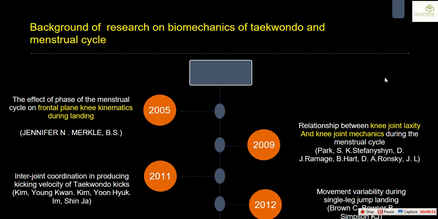In the review of the research on Taekwondo, the menstrual cycle, and biomechanics, we found research about this, for example, the effect of menstrual cycle phase on frontal plane knee kinematics during landing, researched by Jennifer in 2005, and a relationship between knee joint laxity and knee joint mechanics during different menstrual cycle phases, researched by Park et al.